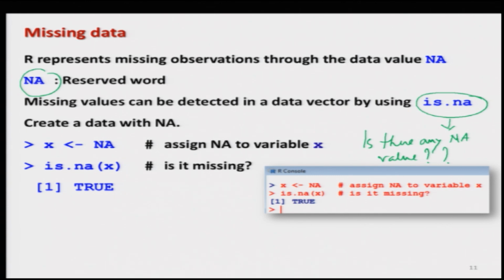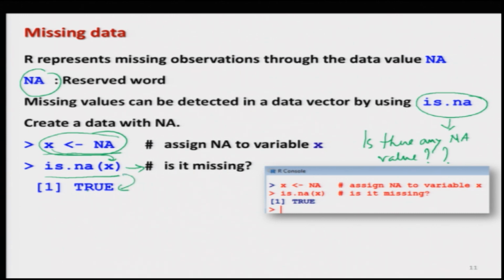In order to illustrate it, suppose I define a variable x and assign it the value NA. Now if I use the command is.na on this x, given inside the parenthesis, this command is trying to find out: is there any missing value in the data vector x? Since you know that x is equal to NA, as you assigned yourself, the answer will come out to be TRUE.